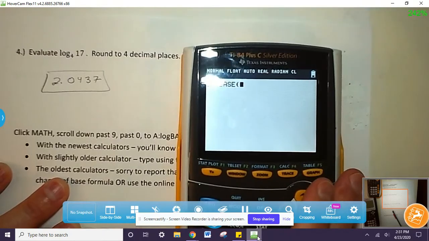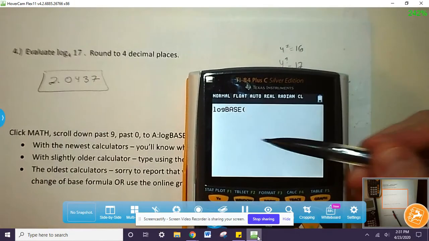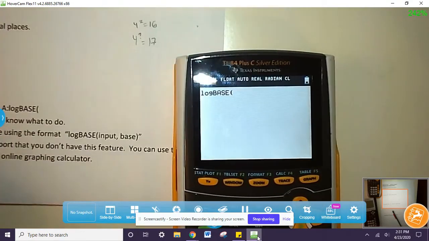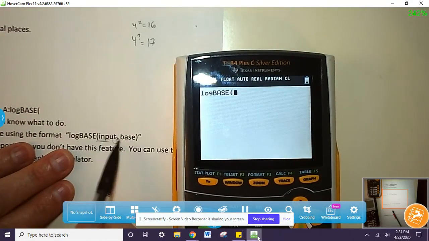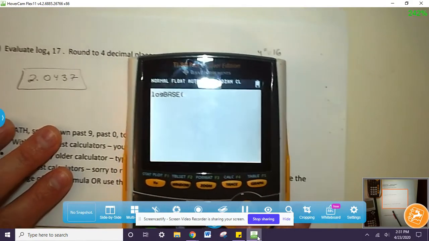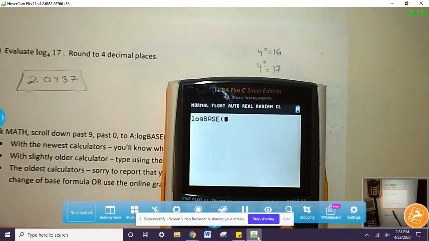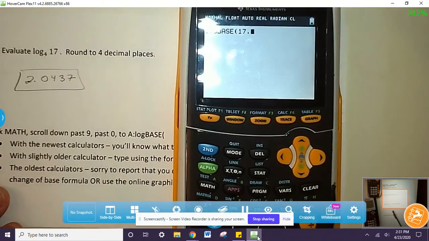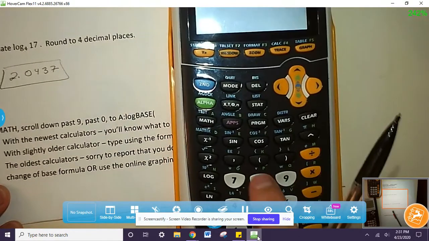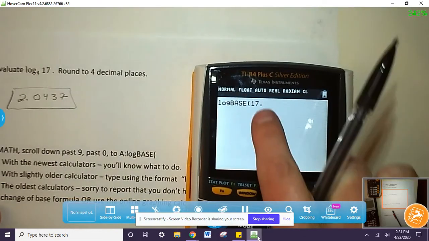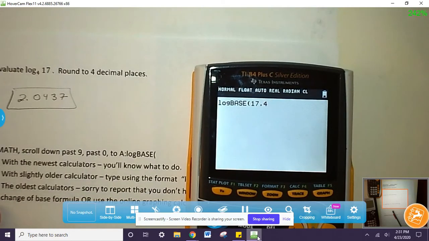If you have a slightly older calculator, you might get this where it says log base. So if it says log base, here's what you do. You put your input and then a comma and then the base. So if we want log base 4 of 17, what we will do is put 17, a comma. Comma is on the calculator right above the 7, right there. So I put the input, what we're taking the log of, and then the base, and that'll give me the same answer that I had before.